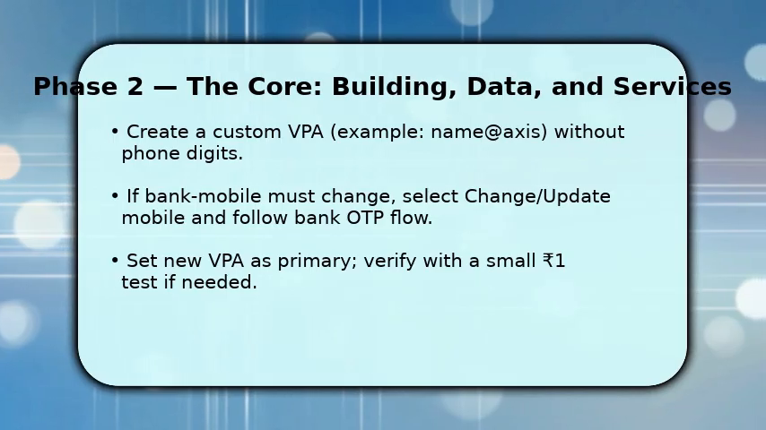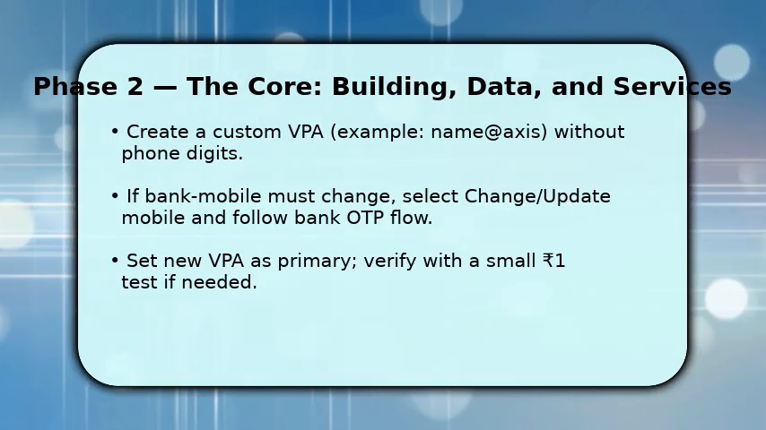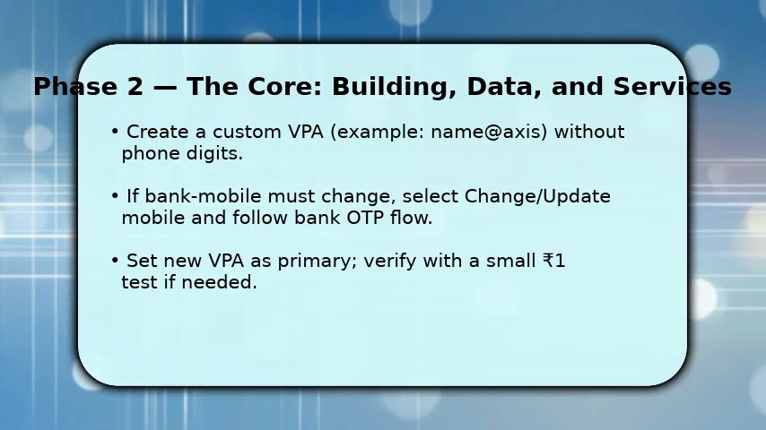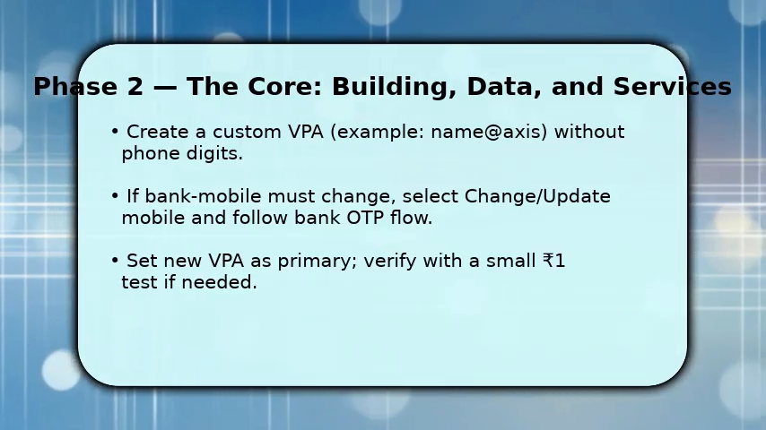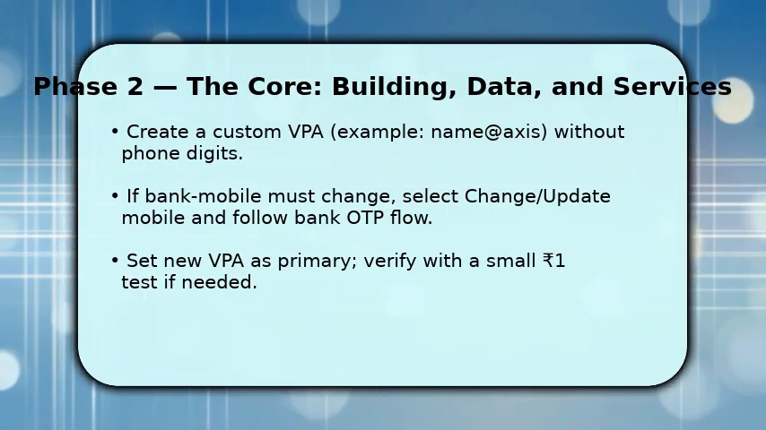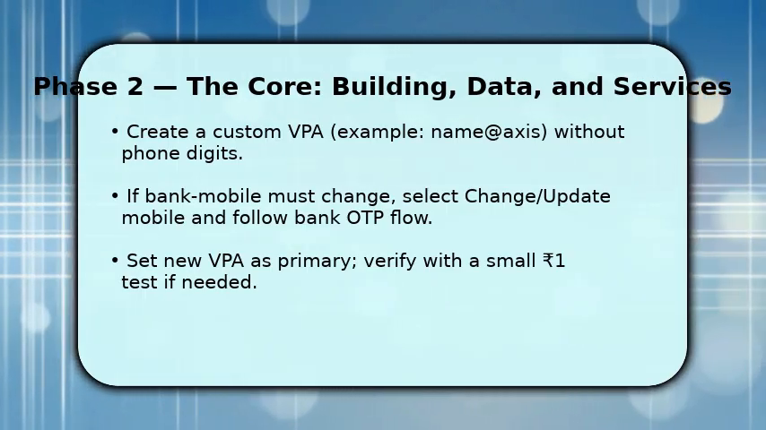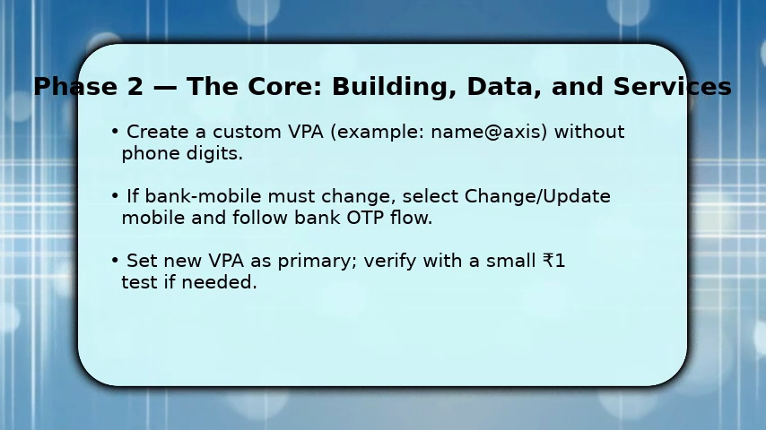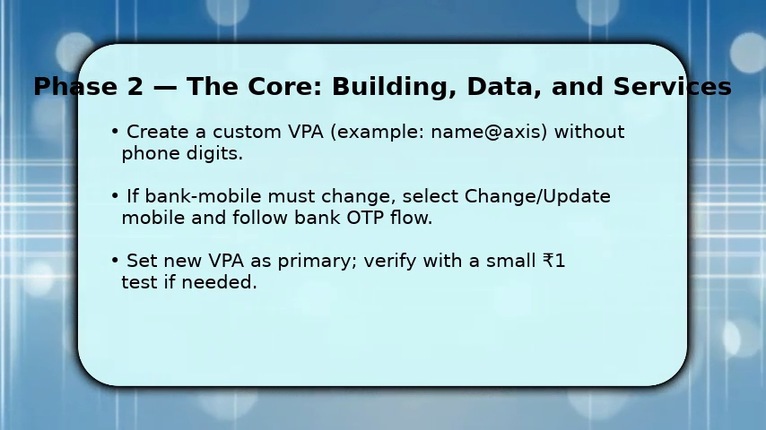If the bank insists the SIM-linked mobile is the anchor, select Change/Update Mobile and complete the bank's OTP and KYC steps. Often requires bank portal or branch confirmation. Once the new VPA is primary and verified, incoming requests use it instead of showing your phone.